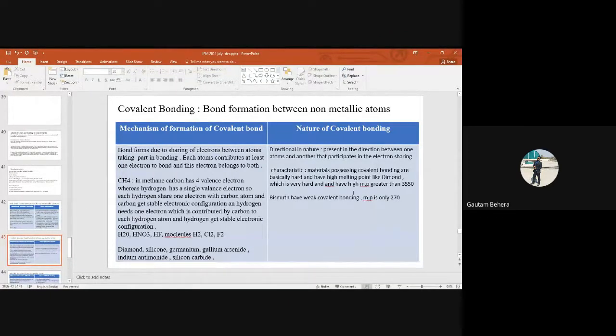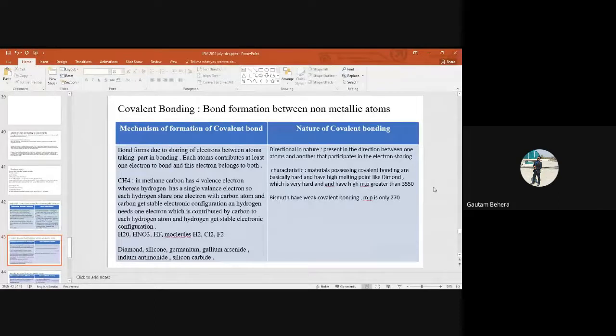And what are the characteristics? A material having this covalent bonding, like diamond, is very hard and has a very high melting point. The melting point of diamond is, you can see, greater than 3550 degrees centigrade. You can imagine. So covalent bondings are also very strong. But in some cases, the covalent bonding may be weak, like in the case of bismuth. You can see bismuth has weak covalent bonding. The melting point is only 270 degrees centigrade. So this is 3550 degrees centigrade, and this is 270 degrees centigrade.